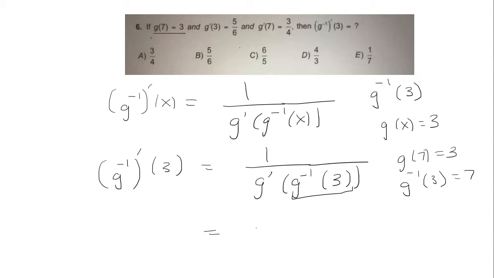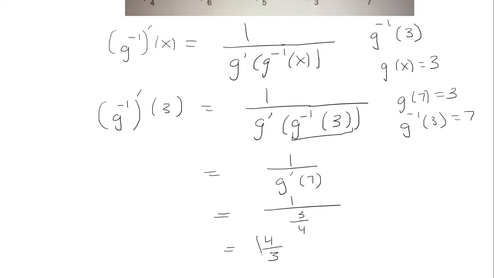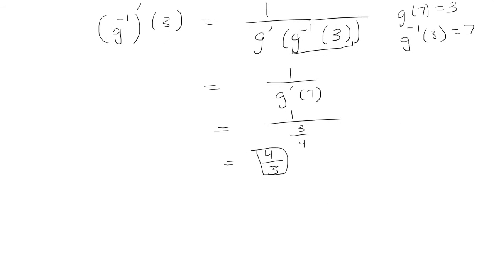Okay, so now we're going to replace g inverse with 7. And all that's left to do is to evaluate g prime of 7, which we have over here. G prime of 7 is 3/4. So that would just be 1 over 3 over 4, which is 4/3. So our final answer is D. Okay, moving on.